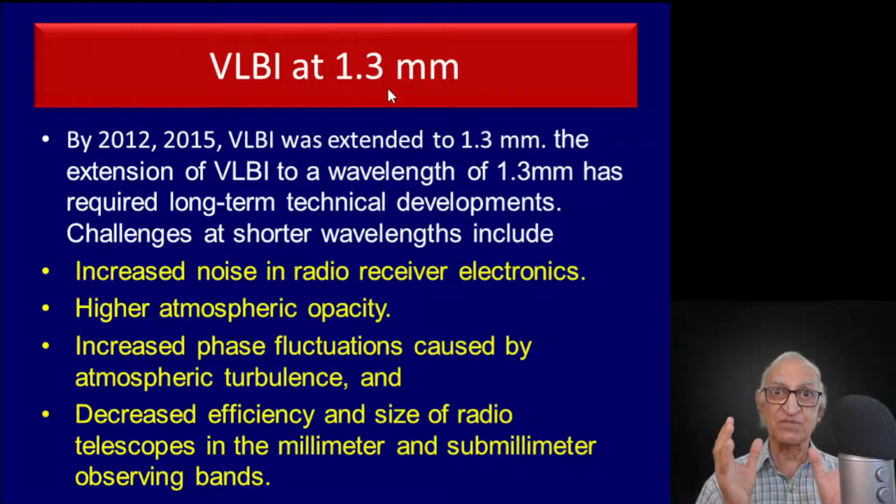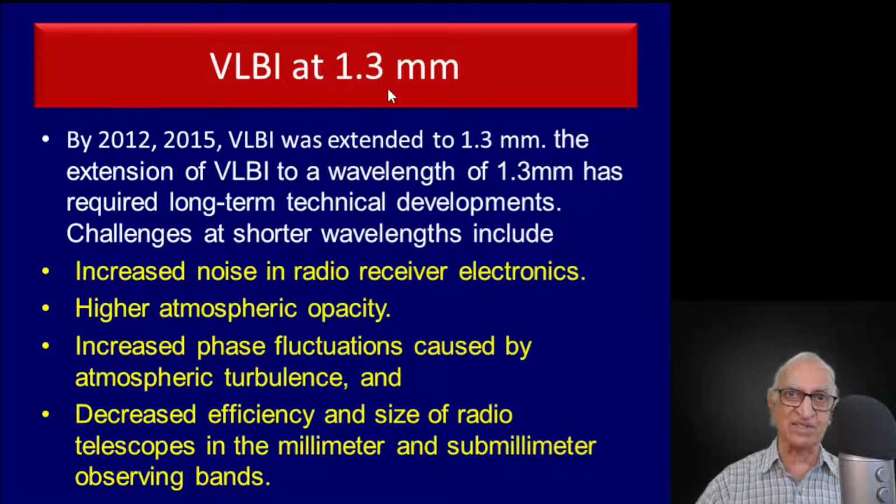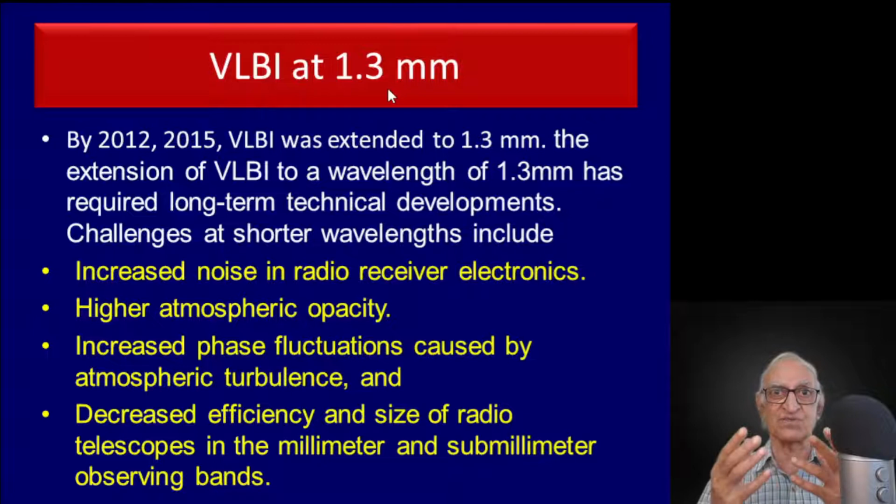GMRT dish was 45 meters in diameter. The VLA dishes were 25 meters in diameter. But they were operating at a wavelength of centimeter. If you want to operate at the wavelength of a millimeter, then your dishes are likely to be 10 meters or 12 meters in size. Therefore, lambda by D, the angular resolution, will also be poorer because your D is small. So there are all these complications that you have to overcome. And that took a very long time, almost 20, 30 years.